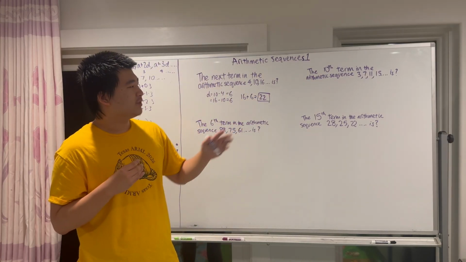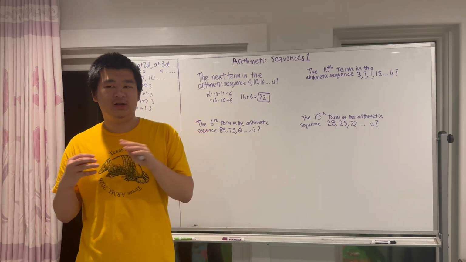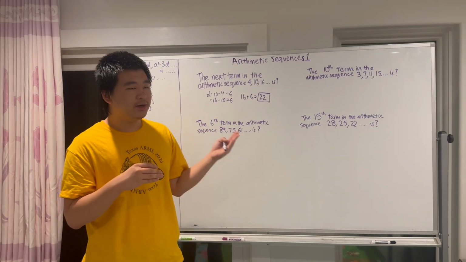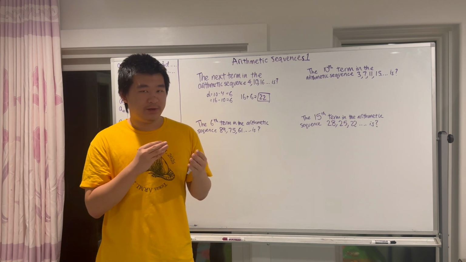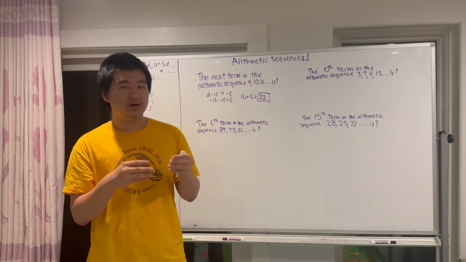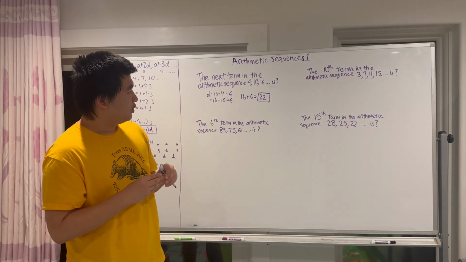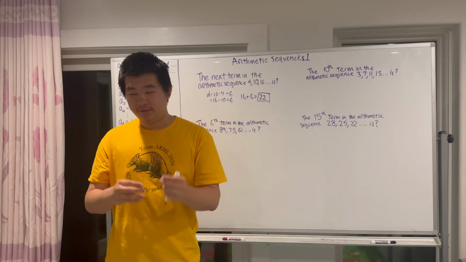Now, here's a slightly harder problem. What is the 10th term in the arithmetic sequence 3, 7, 11, 15? Now here, the numbers aren't so big that you can't just list it out in your head and get the correct answer. But remember, this is number sense, so we are concerned with doing everything as efficiently as possible. So we can apply a formula.